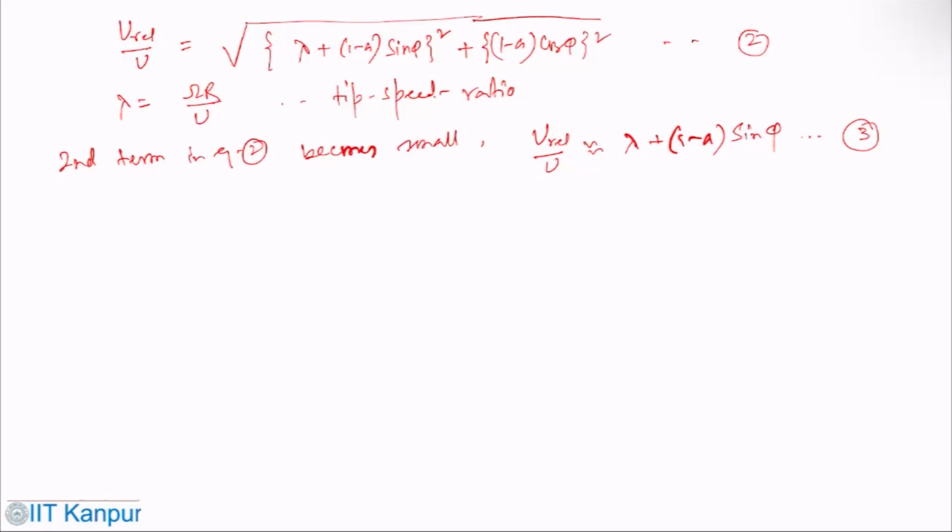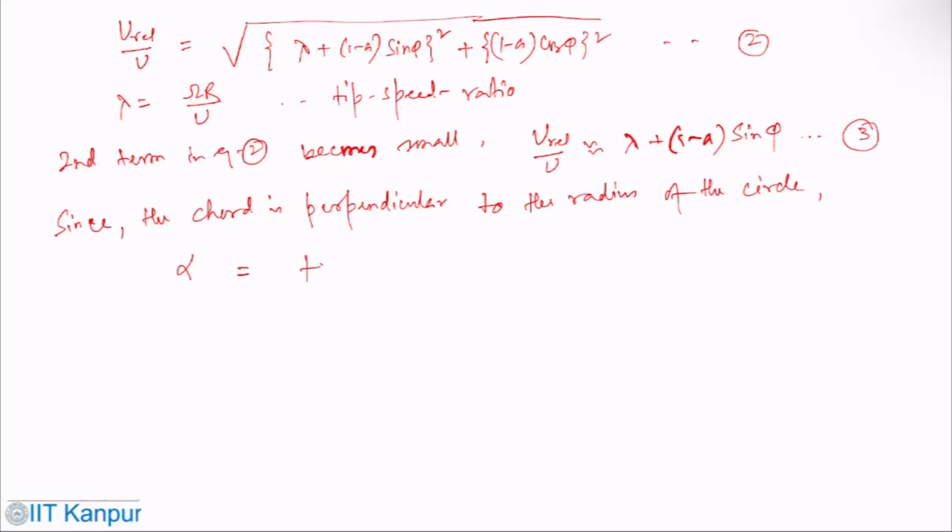Since the chord is perpendicular to the radius of the circle, we can find alpha, which is tan inverse of (1 minus a) cos phi over (lambda plus (1 minus a) sin phi), which is equation 4.